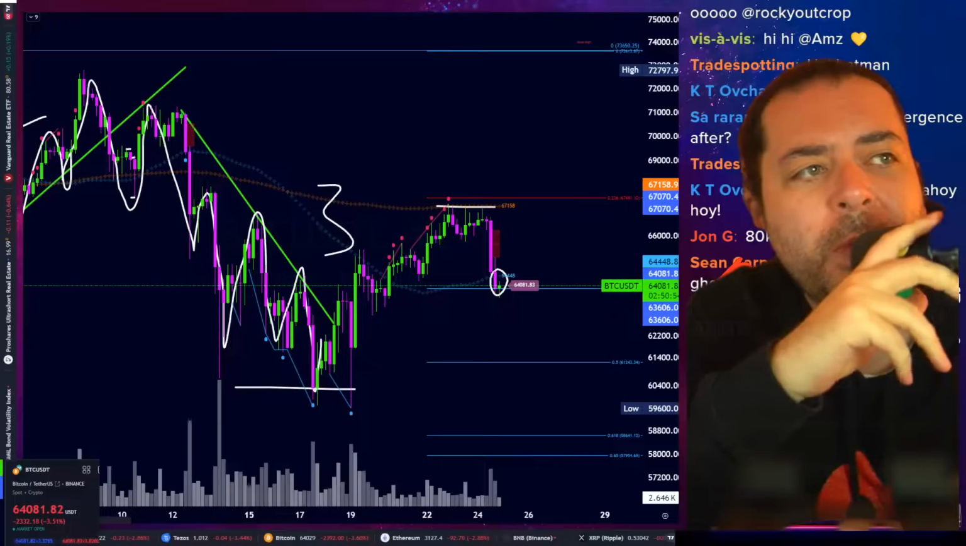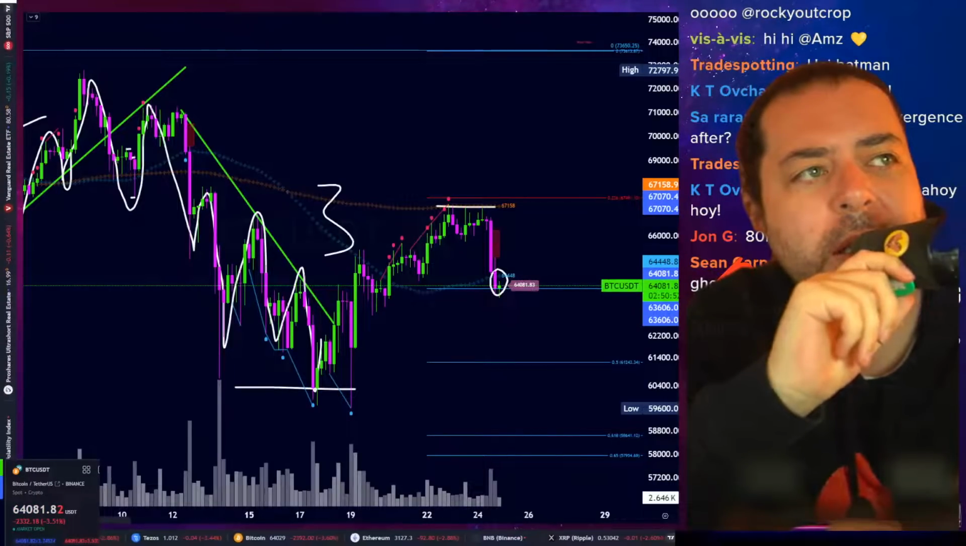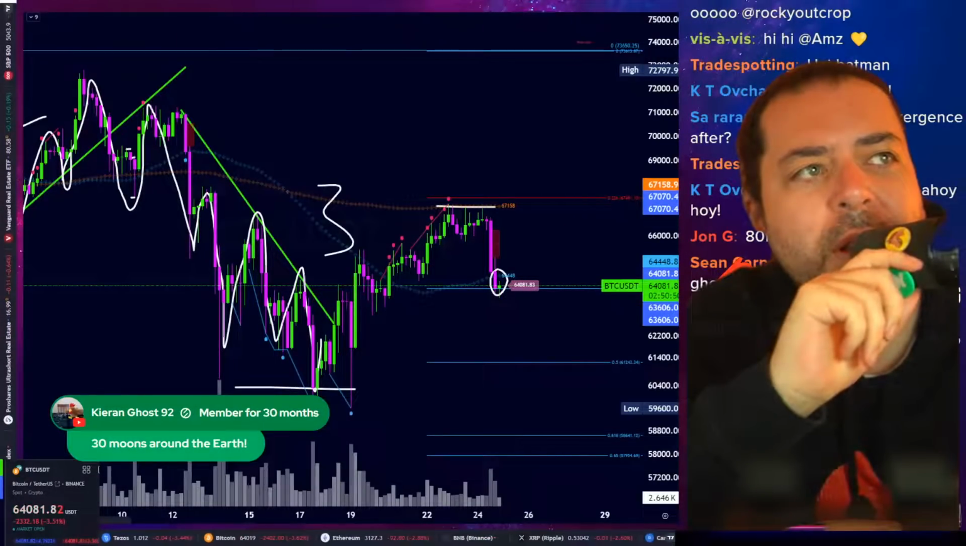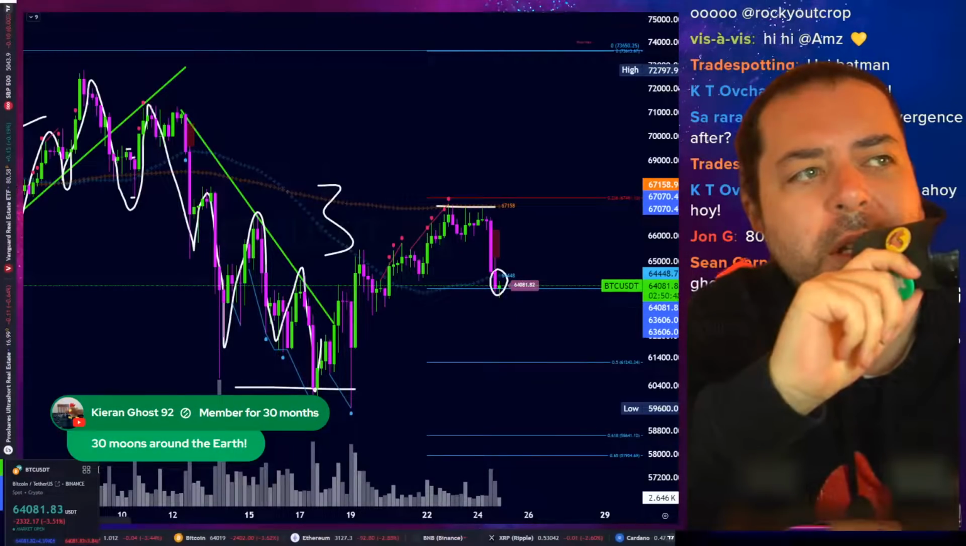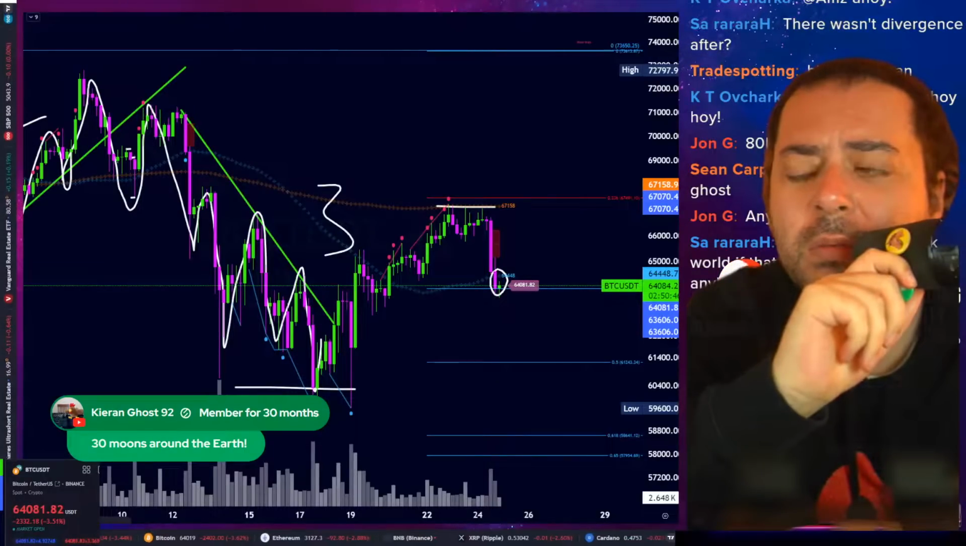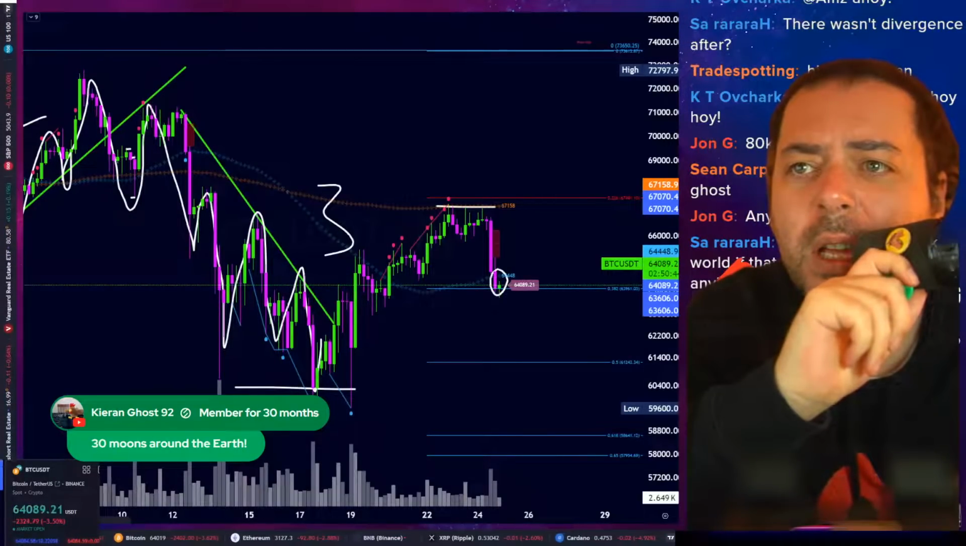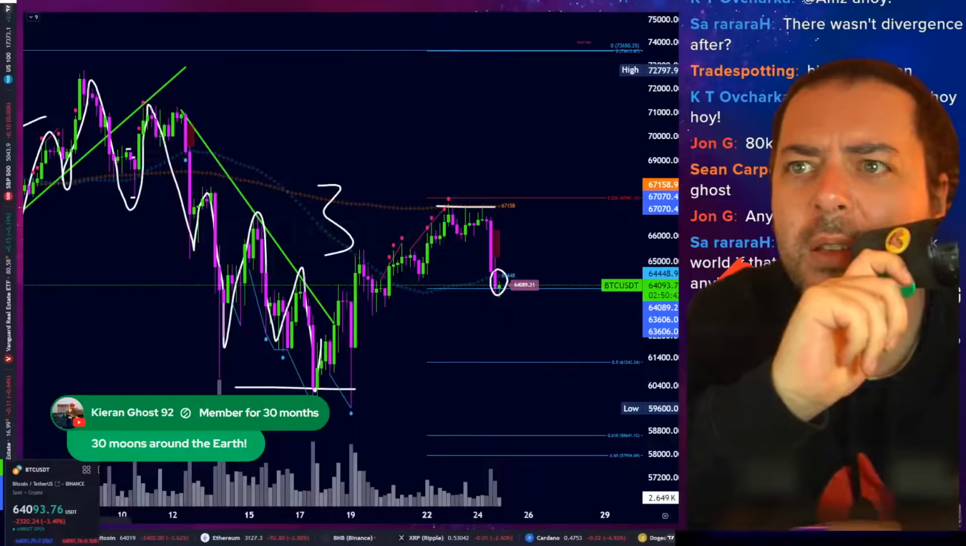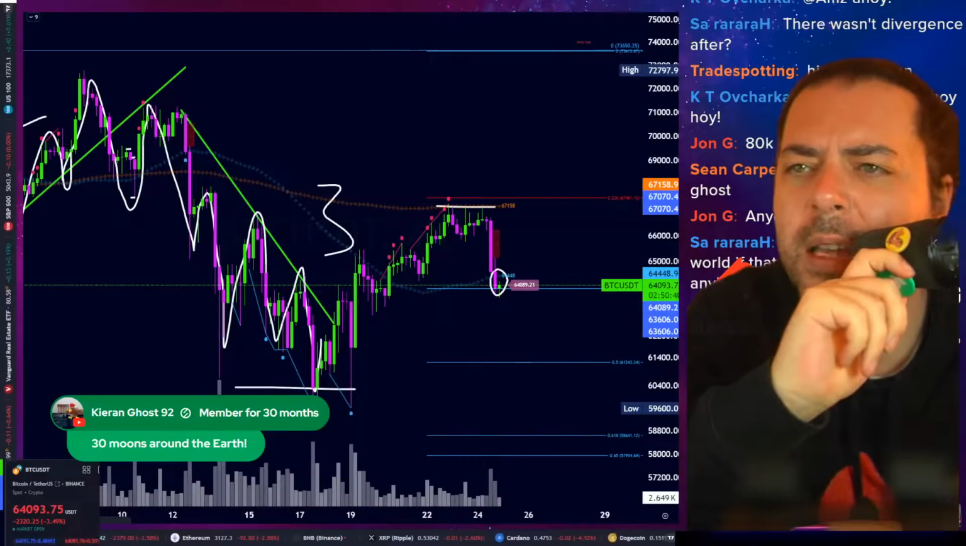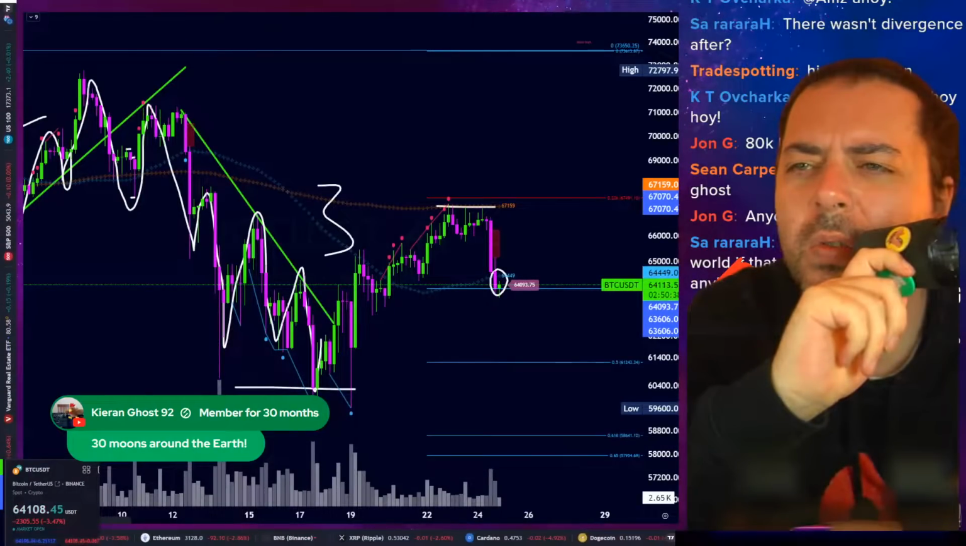Did we ever figure out what comes first? 30 moons around the Earth. Wow. Saturn's got 83? Is that right? Or is it over 200?